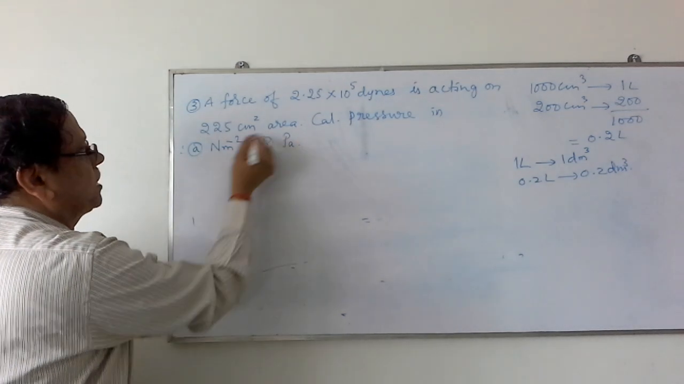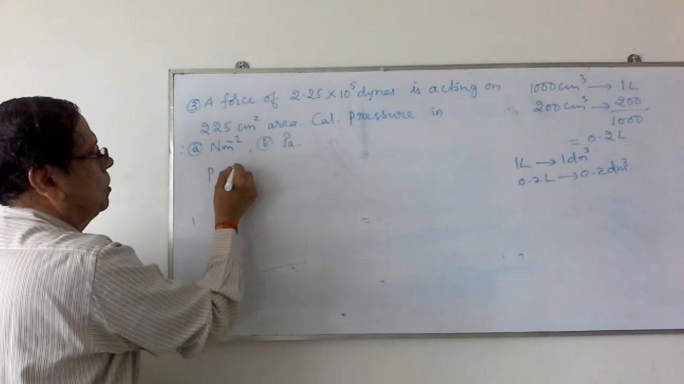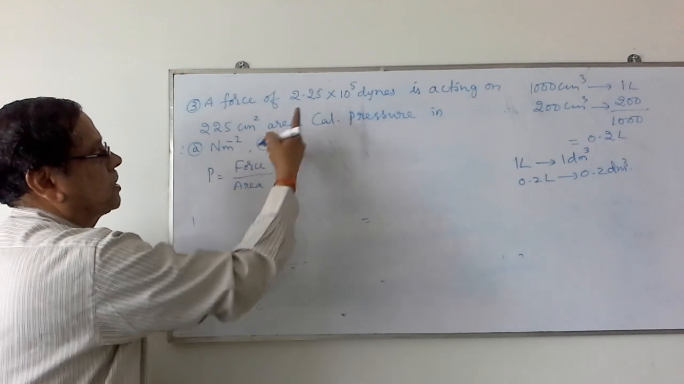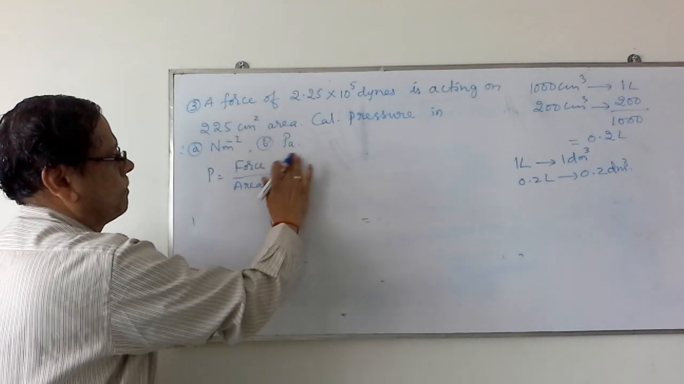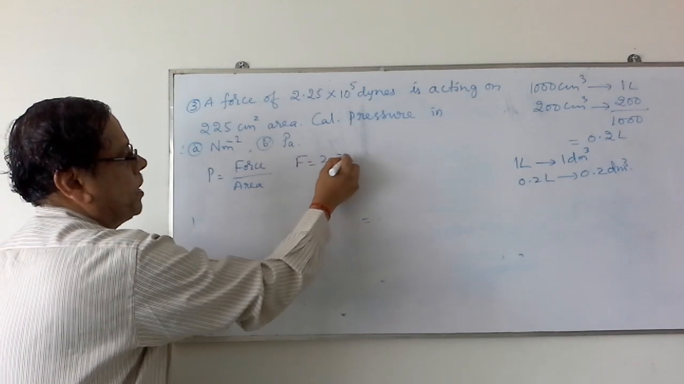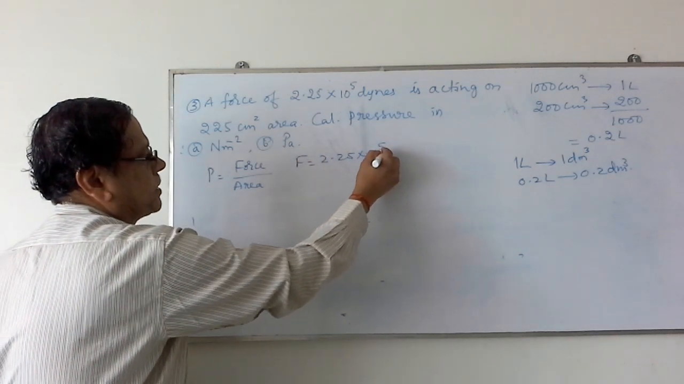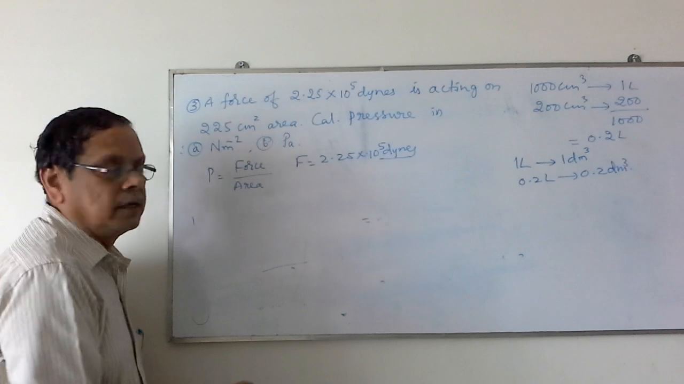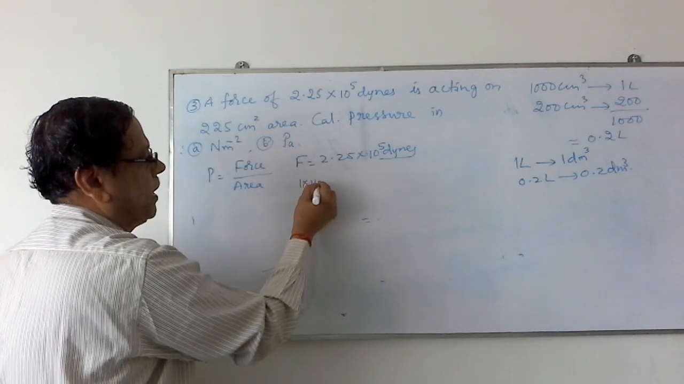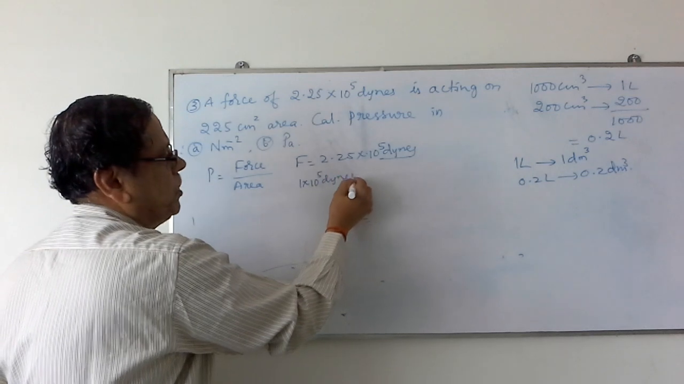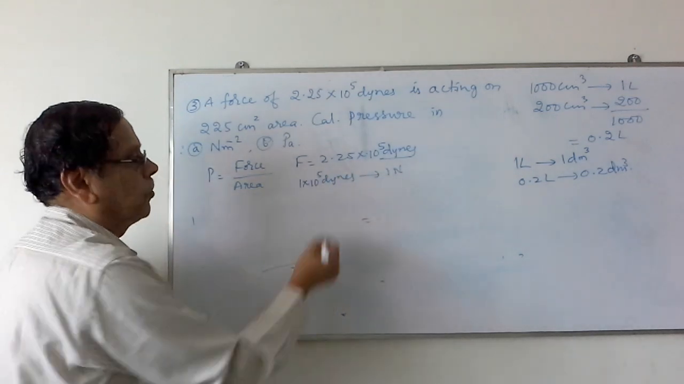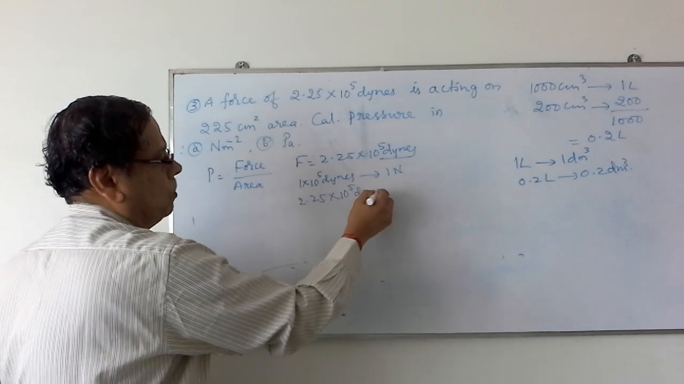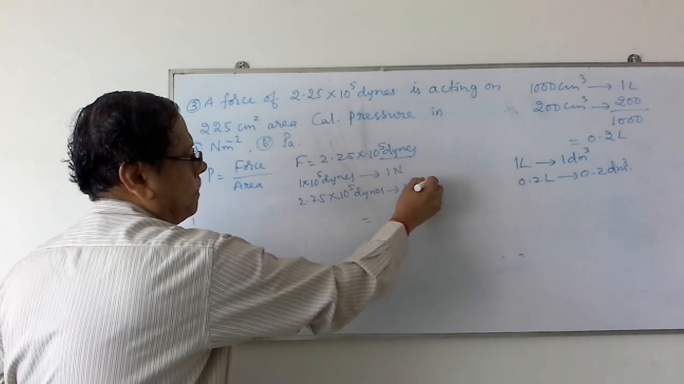So first let us write the definition for this pressure. Pressure is equal to force per unit area. Force is given as 2.25 into 10 to the power 5 dynes. This is the CGS system of expressing the force. But we know that 1 into 10 to the power 5 dynes corresponds to 1 Newton. Therefore, 2.25 into 10 to the power 5 dynes corresponds to 2.25 Newton.